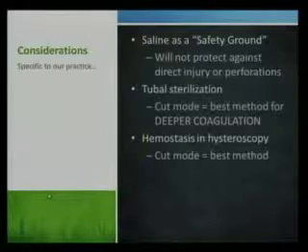And then in hysteroscopy, when you do hemostasis, it's best to use a cut mode and do a non-contact technique and have kind of sparking or fulguration to the tissue, like when you're using a roller ball.